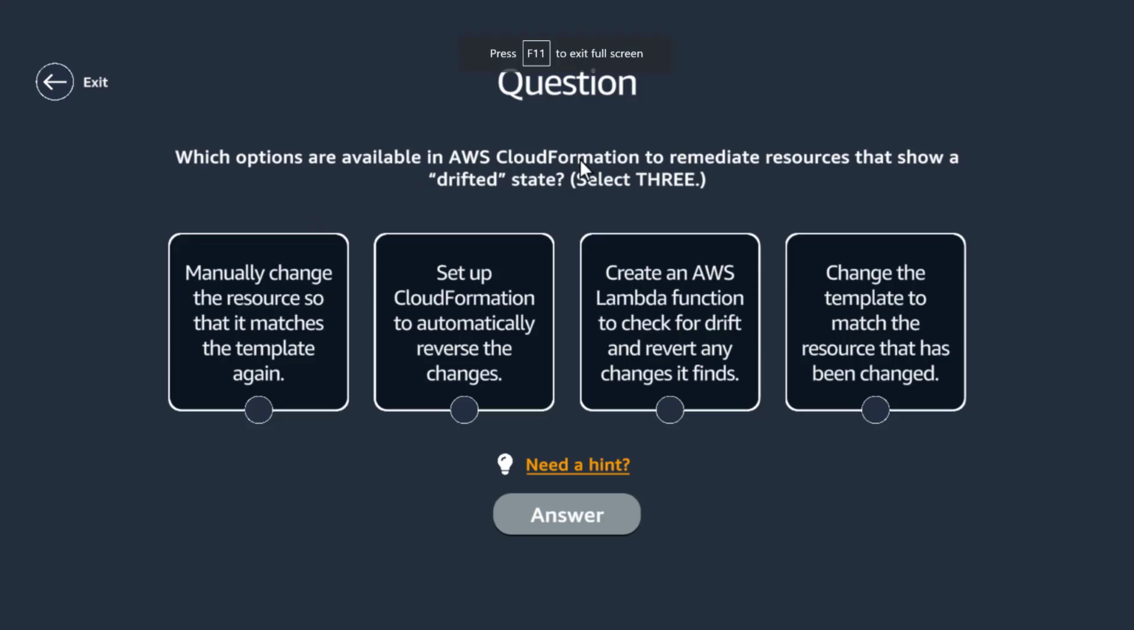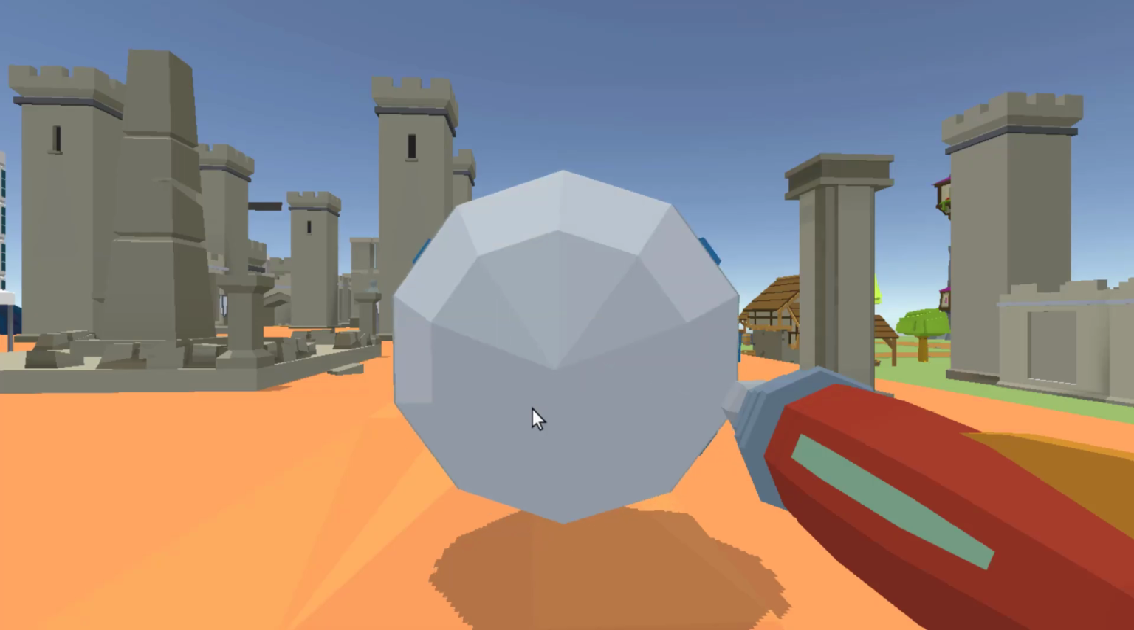Which options are available to remediate resources that show a drifted state? Manually change the resource so that it matches the template again. Hmm, what do you think? Yeah, maybe. No, I don't think it. I don't know. Hmm, yeah, I don't think that is the one. Right? Oh no. Oh no.